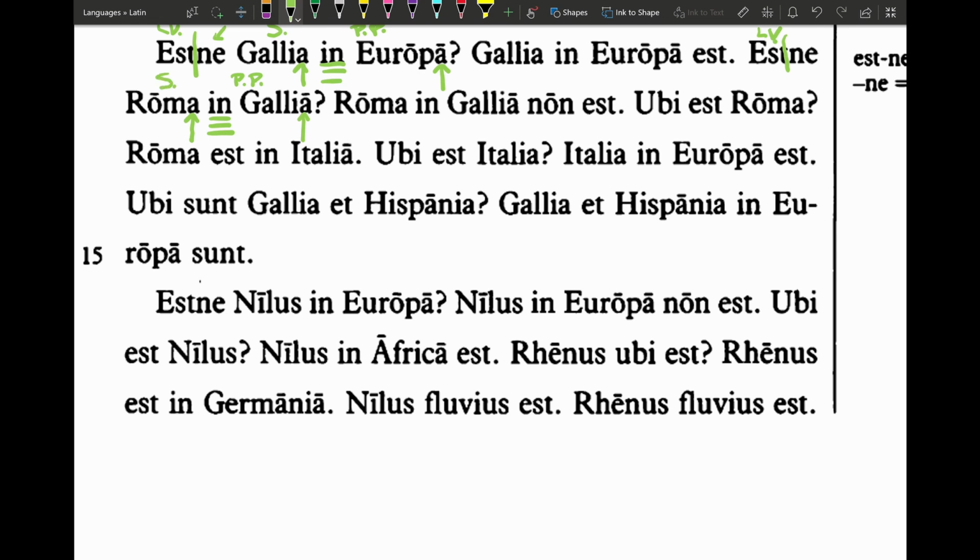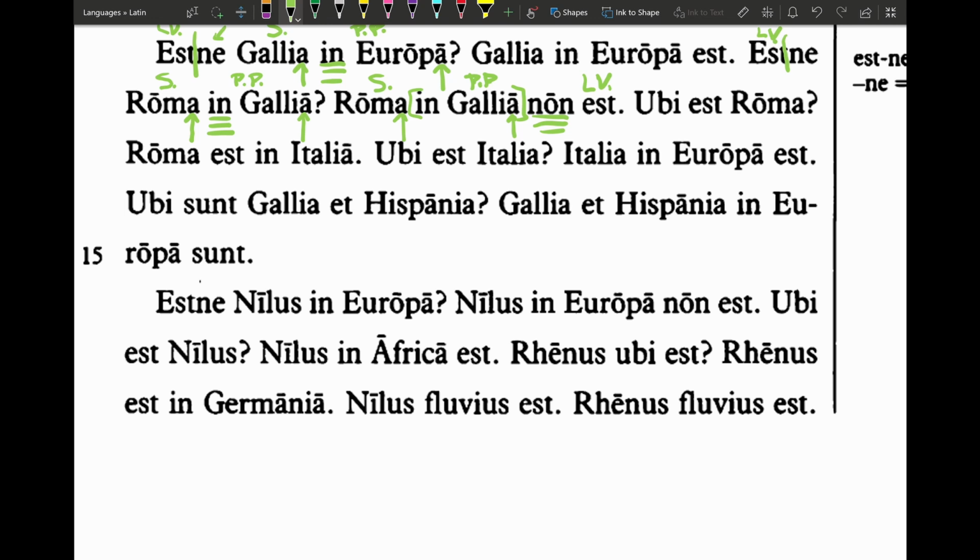Is Rome in Gaul? Now notice the answer, the next sentence is the answer, and notice it has a negative in the sentence. Okay? How would you translate this? Well, we first need to find our subject. This tells us this is a subject because it's a simple A. Here we have an ablative case. And this is a prepositional phrase. And we have our linking verb. Rome is not in Gaul.